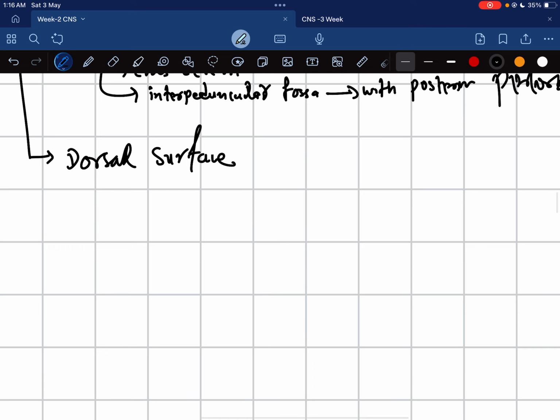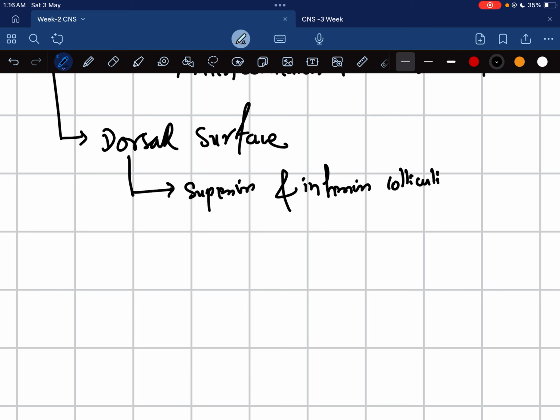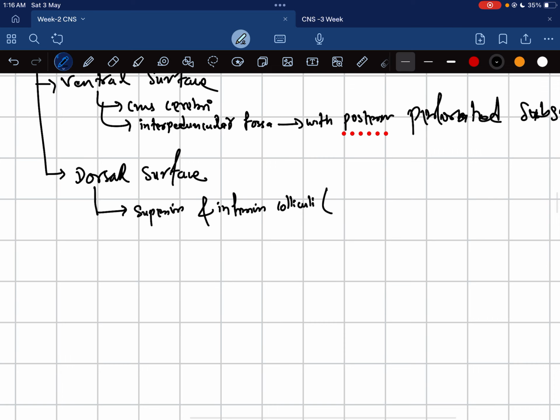Moving on to the dorsal surface. In the dorsal surface there are the superior and inferior colliculi, two superior and two inferior. So altogether they are four in number, so it is also known as the corpora quadrigemina.